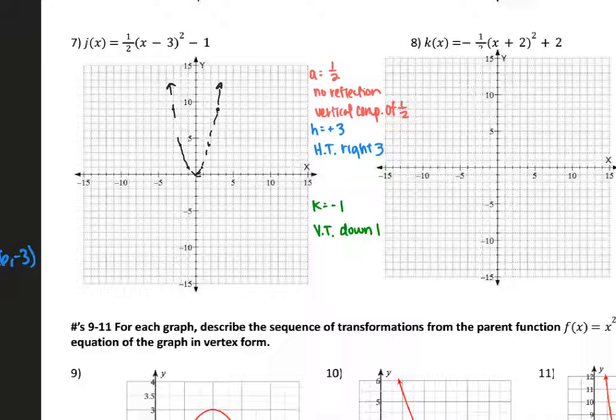Okay, so now let's go ahead and graph. I'm going to do the translation first. So I'm going to go right 3, and I'm going to go down 1. So I have my new vertex. And then we're going to use the value of A to graph.